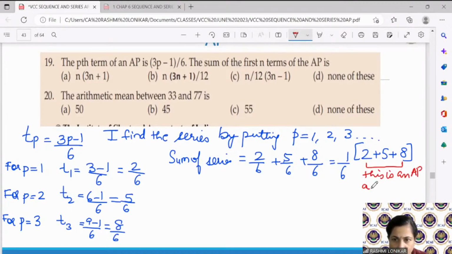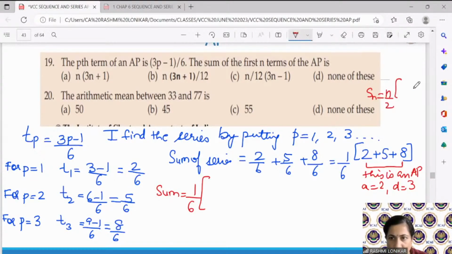with A equal to 2 and D equal to how much? 5 minus 2 is 3, 8 minus 5 is also 3. So D is 3. Now can I find the sum of this? So the sum will be equal to 1 by 6. What is the formula for Sn? Sn is equal to n by 2 into twice A plus n minus 1 into D, right?